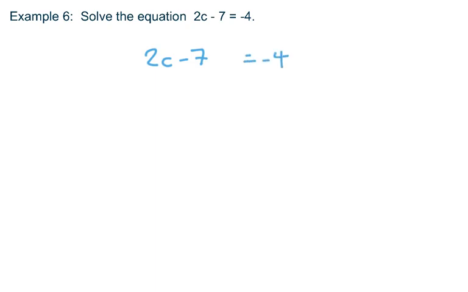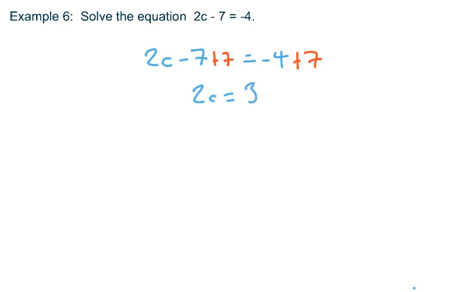Using the idea of opposite operations, to get rid of a subtraction, I add. And 2c, the minus 7 plus 7 gives me 2c. Negative 4 plus 7, a negative plus a positive. The sign of the result is the sign of the number in larger absolute value. Negative 4 plus 7 is positive 3.